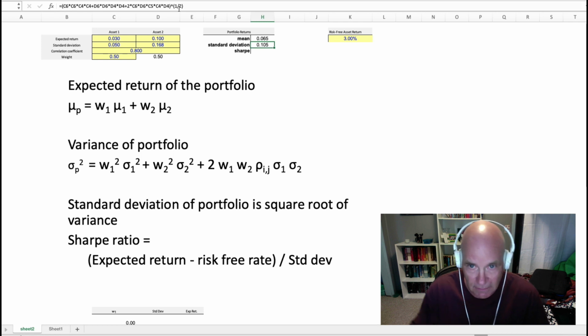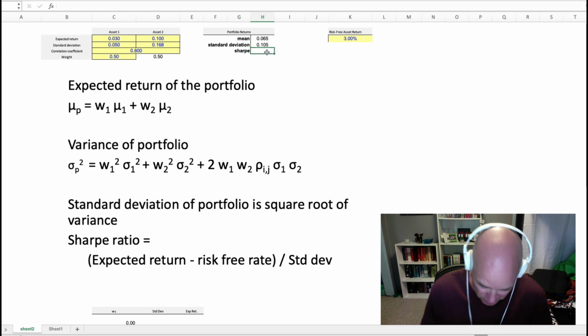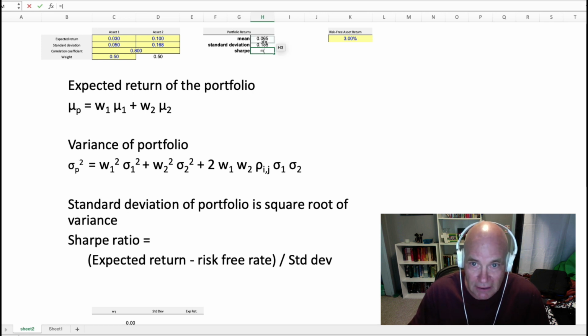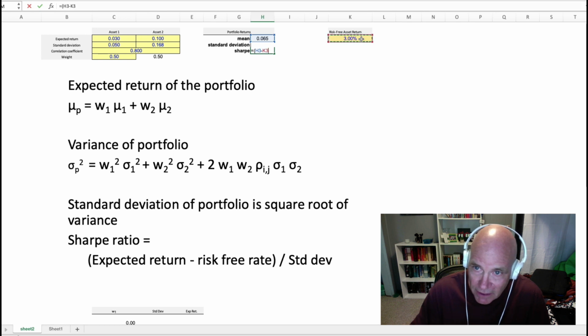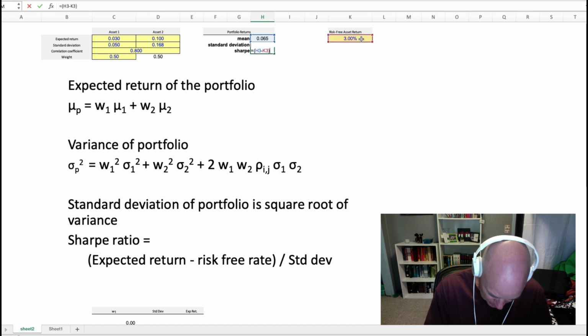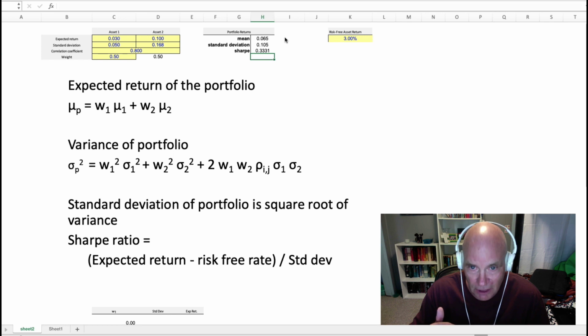There you see it. One other measure down here, the Sharpe ratio. We defined it right here. There's another video that describes it, so go to that video to see it described. But it is the mean expected return minus the risk-free rate divided by the standard deviation. All right, those are our formulas.